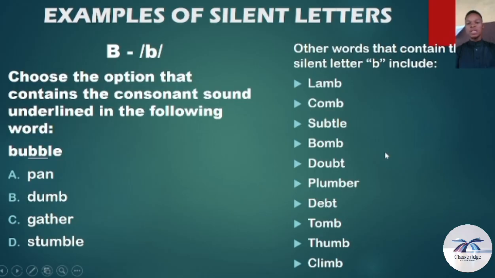Whenever you come across all of these words in your exam or outside your exam, bear in mind that the B is silent. These words are pronounced this way. Pronounce with me. Lamb. Comb. Subtle. Bum. Doubt. Plumber. Debt. Tomb. Thumb. And lastly, climb. I need you to understand that it is the sound that comes before the B or after the B that is pronounced. The B in all of these words is not pronounced.